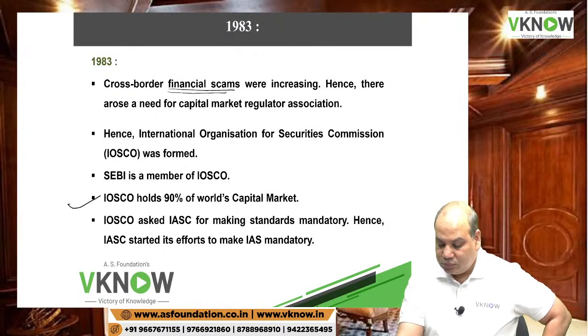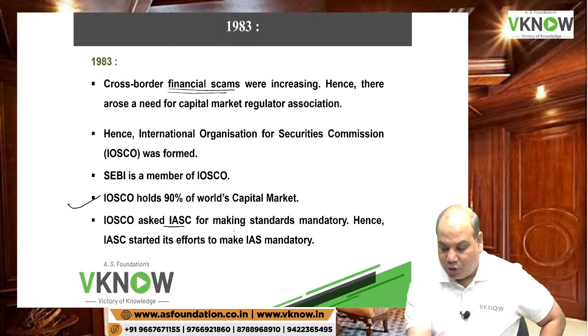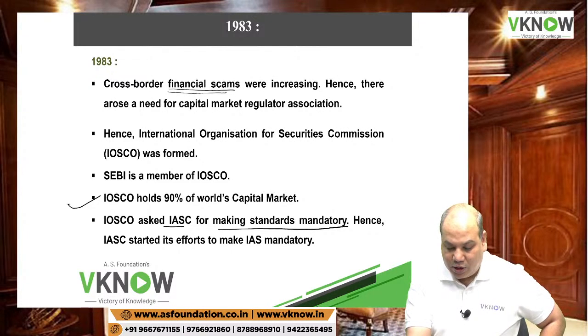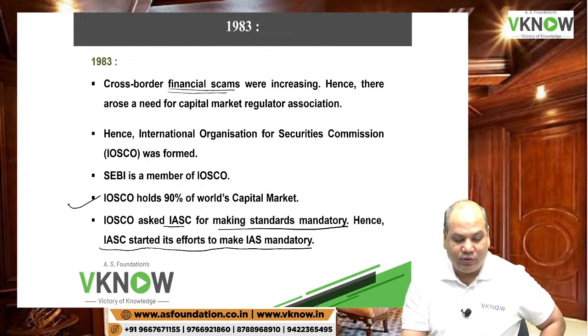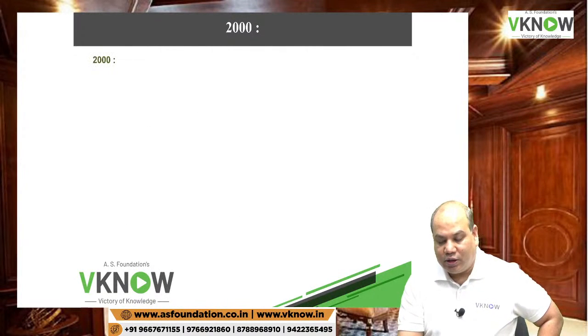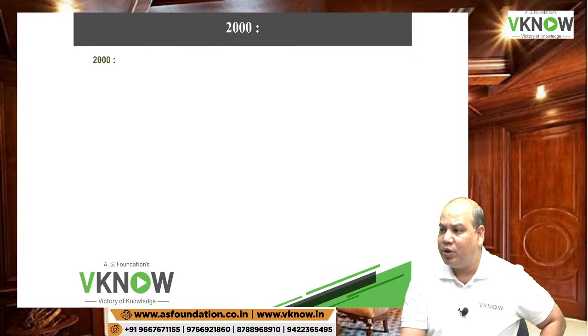So IOSCO asked its members, the IASC, to make the standards mandatory. Earlier it was recommendatory, now it is mandatory, and therefore the IASC started its efforts to make IAS mandatory. So that was 1983, and then they started their efforts to make the standards mandatory globally.